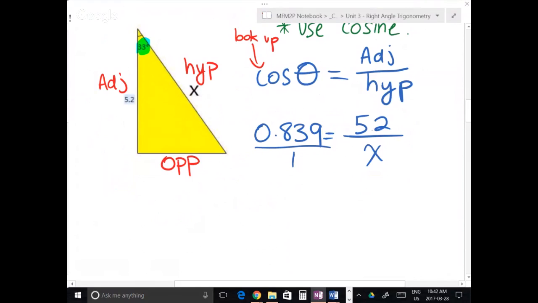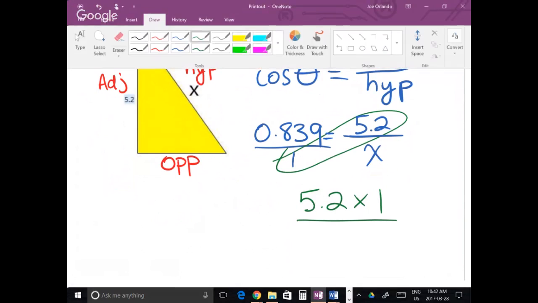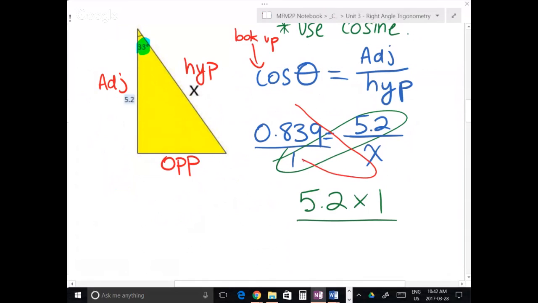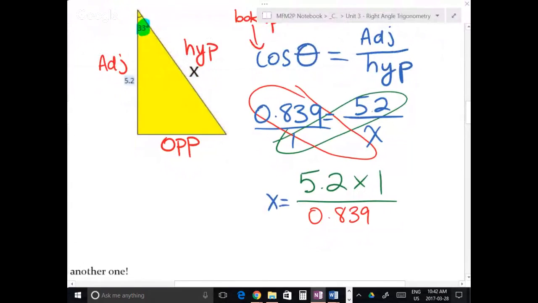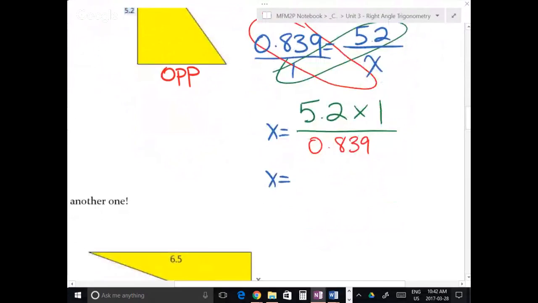I think you all did this right. 5.2 and 1 go on the top. And on the bottom, 0.839. And then there's no number with the x, so we don't have to worry about it. When we plug that into our calculator, what do we get? 6.19. Great, and I want that to one decimal, so that would be measured as 6.2. Very good. All right. See what X is?